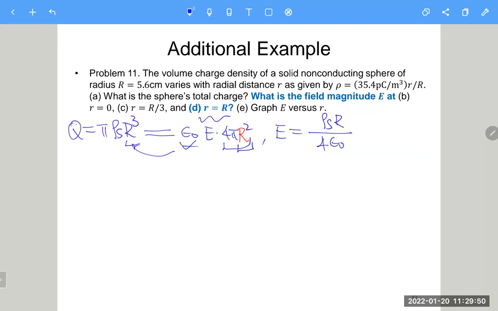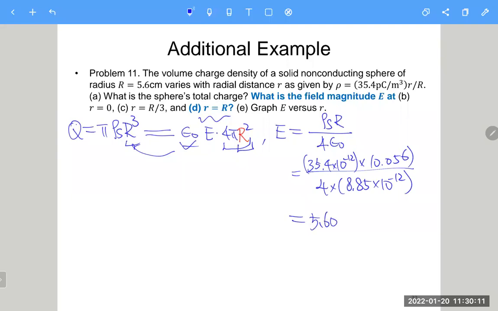Okay, and then we can just plug in the values. 35.4 times 10 to the minus 12, and then this is 0.056, and then over 4 times 8.85 times 10 to the minus 12. So this number will be 5.60 times 10 to the minus 2 Newton per Coulomb. Okay, so this is for part D.